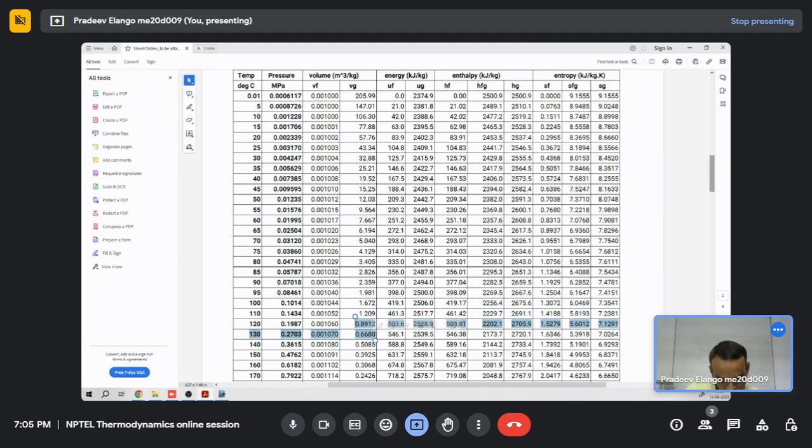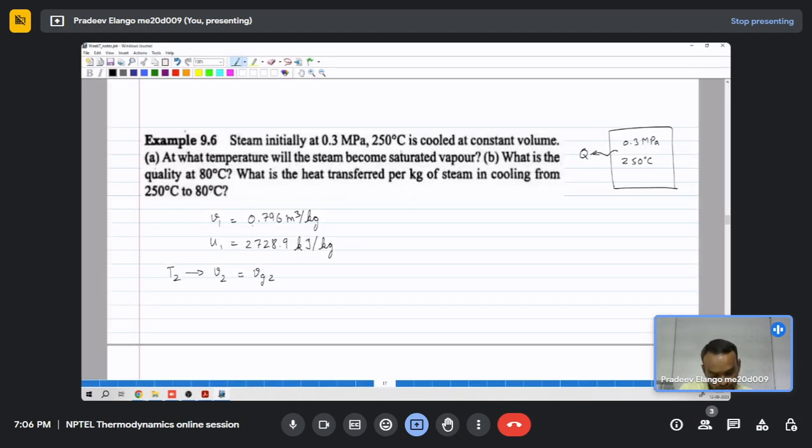So when at 120 degrees Celsius the saturated steam's specific volume will be 0.89, and at 130 it will be 0.668. So our specific volume is 0.796, which lies somewhere between these. So we can interpolate the values and get the saturated temperature. We have specific volume and temperature, and that is what we need to find.